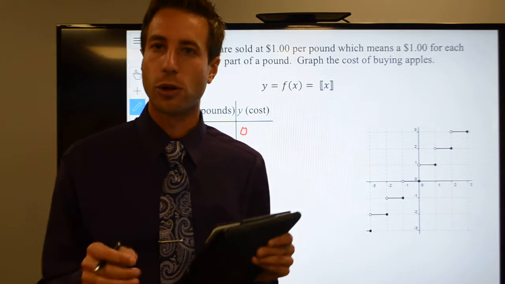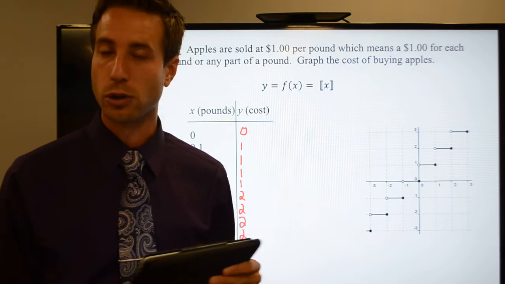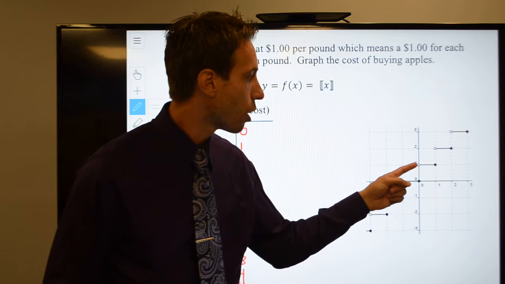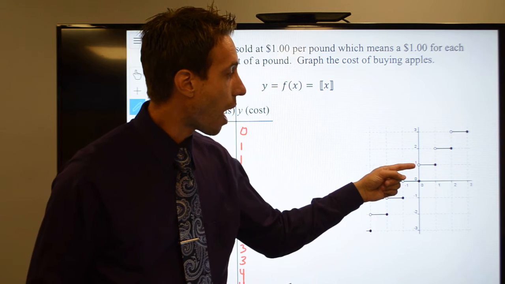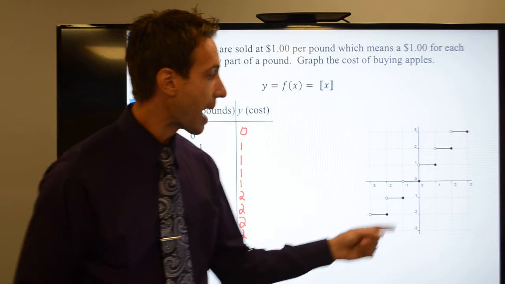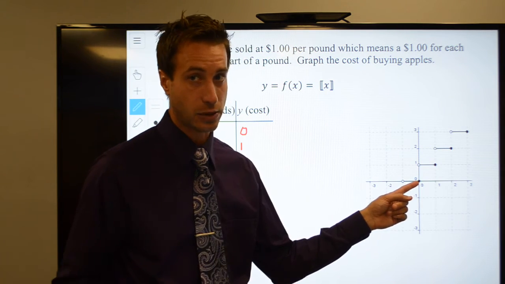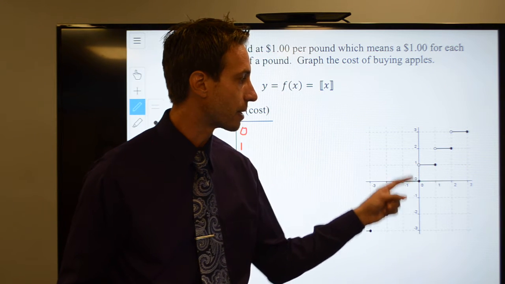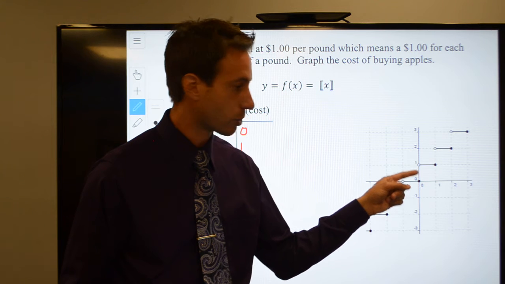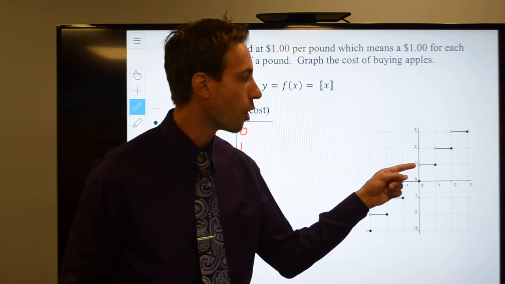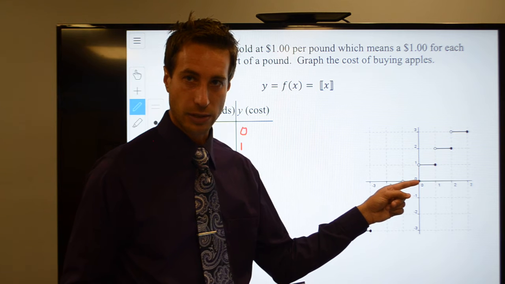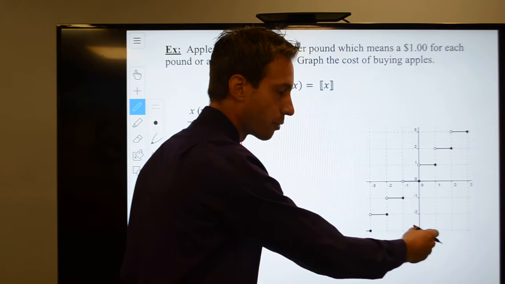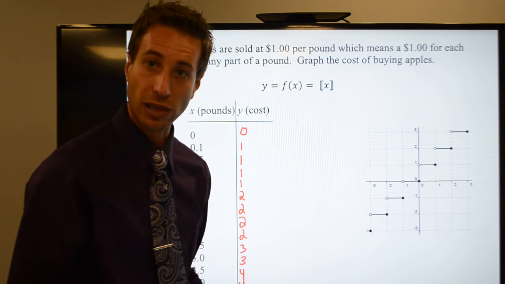When doing the open and closed circles, remember, open circle means not included. Closed circle means included, right? Well, I have a closed circle at y equals 1 because I'm actually down here at 0. I have 0 pounds of apples. I pay $0. So I need a closed circle up here because my graph isn't up here at the open circle. It's actually the values down here at the closed circle, right? So if I draw a vertical line through there, it passes the vertical line test.